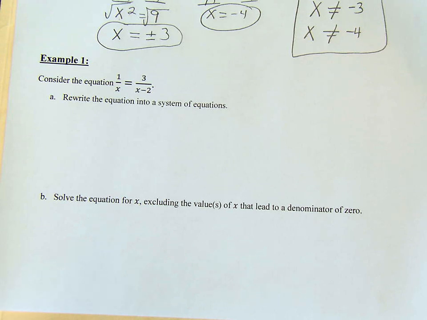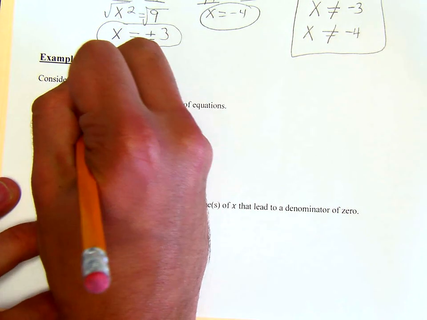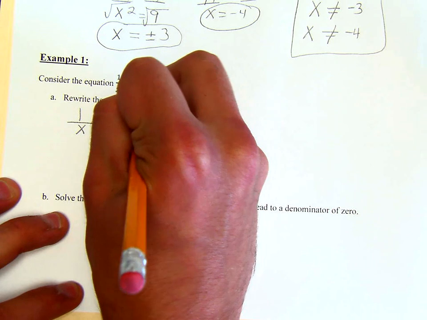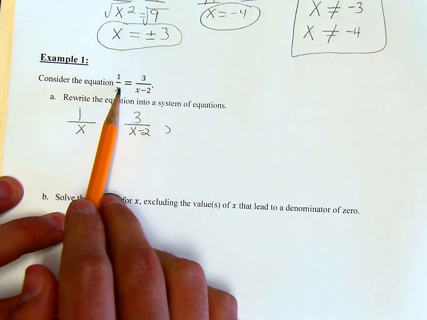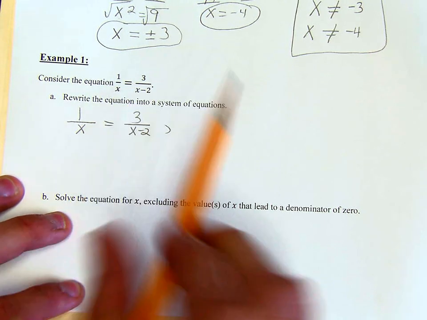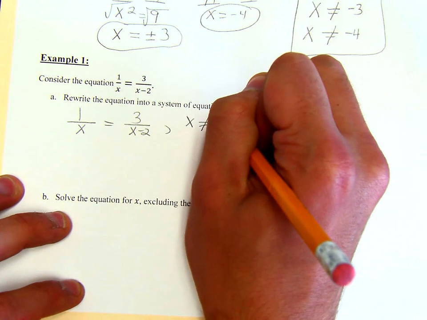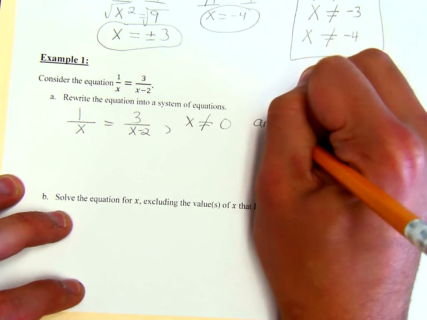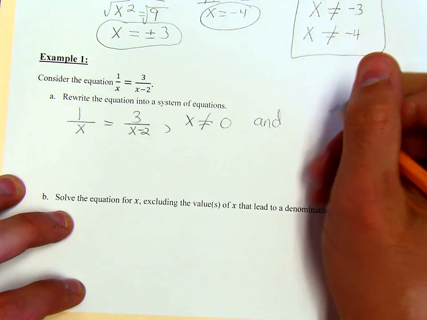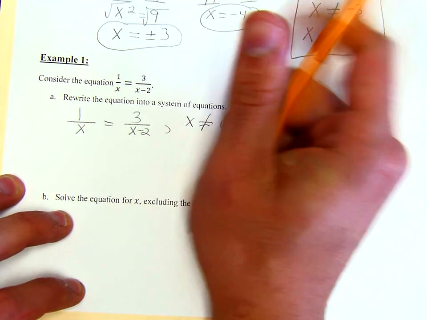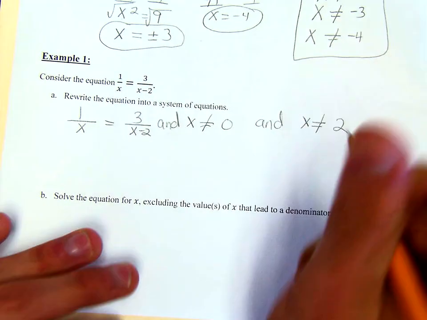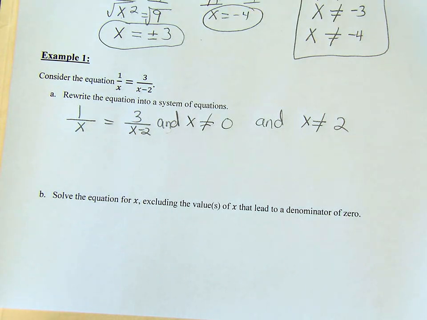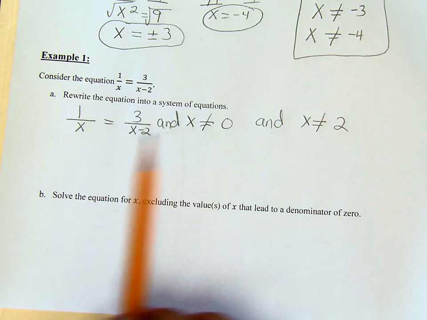So we have this first one, we have 1 over x is equal to 3 over x minus 2. And if we look at the first denominator, if x was equal to 0, then it would not be permissible. So x cannot be equal to 0. And in this case, x cannot be equal to 2. So there's our system of equations. And we can either put an "and" here, or we can put a list. So we know that we have this first equation, and x cannot be equal to 0, and x cannot be equal to 2, because that would make the two denominators 0.